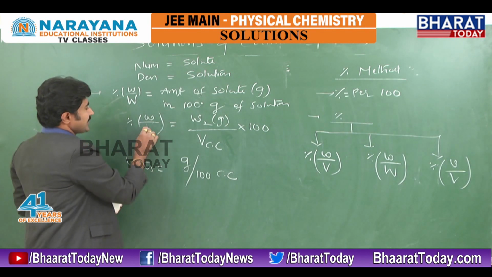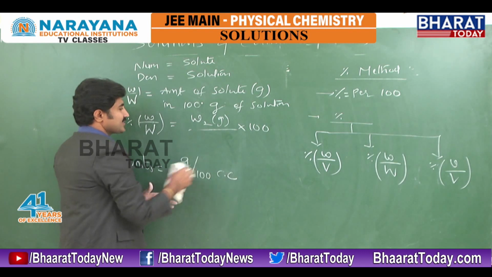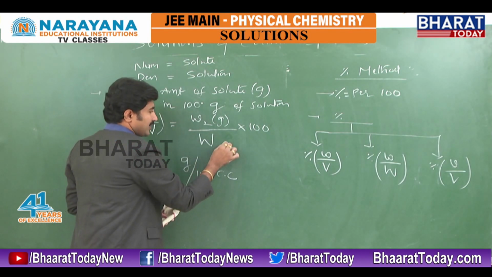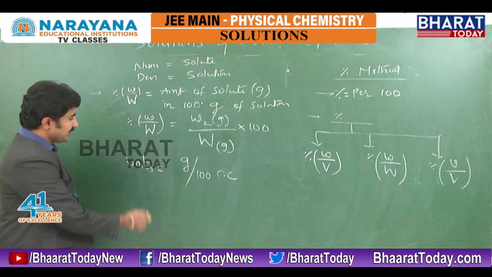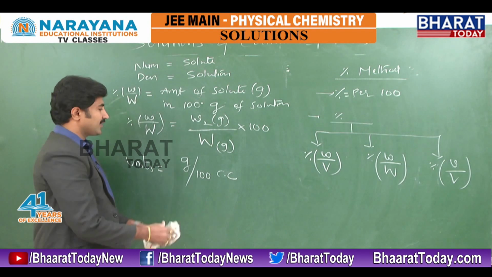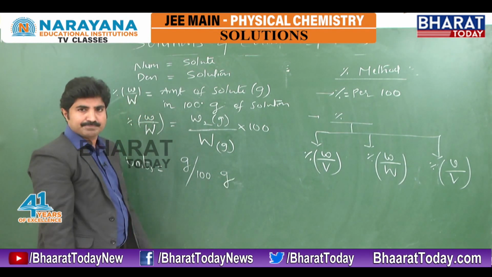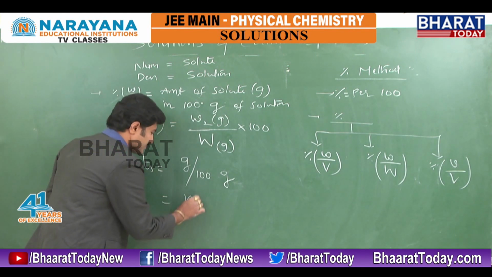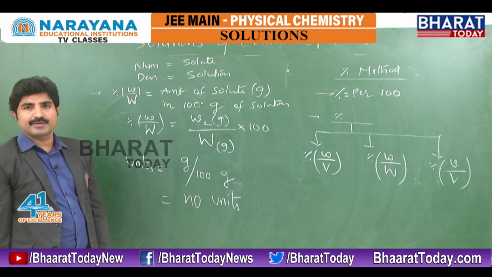Similarly, what is this percentage weight by weight? It is W2 in grams by the weight of the solution W in grams into 100. And what about units? This is weight, this is weight, so it is a weight ratio. There are no units. But if you want to express it, it is like gram per 100 grams, but no units because it is a weight ratio. So this is percentage weight by weight.